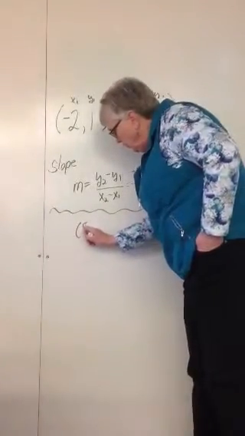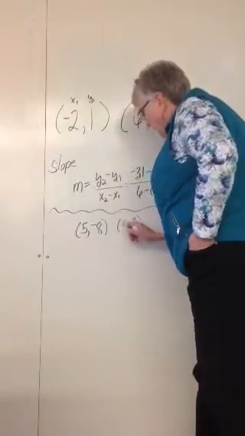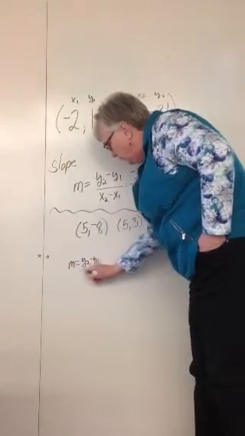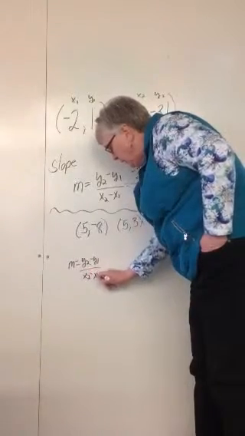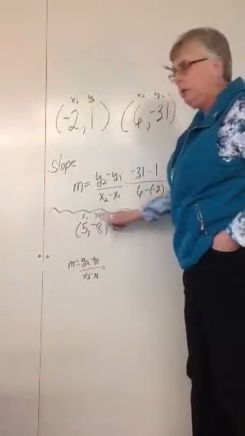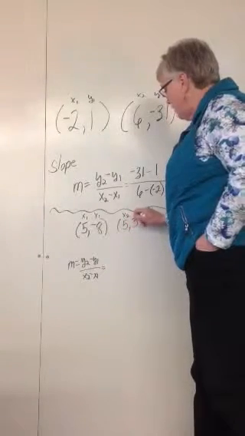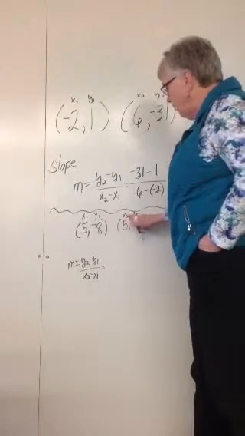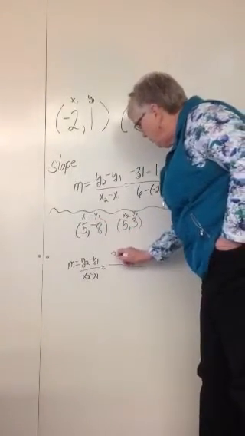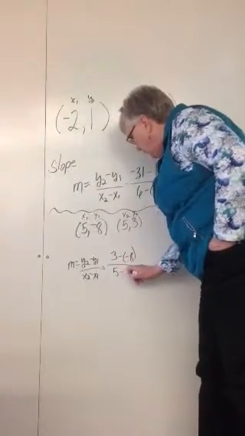So if I gave you 5, negative 8, and 5, 3, and asked you to find the slope, you start with y2 minus y1 over x2 minus x1. Again, you write that down each time. I can make this x1, y1 and this x2, y2 either way, and it will still work. You just have to be consistent that the 2's and the 1's are in the same ordered pair. So, in the numerator, I'm going to have 3 minus a negative 8. In the denominator, I'm going to have 5 minus 5.